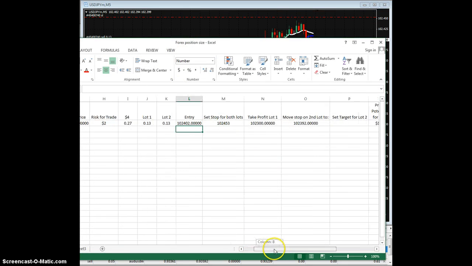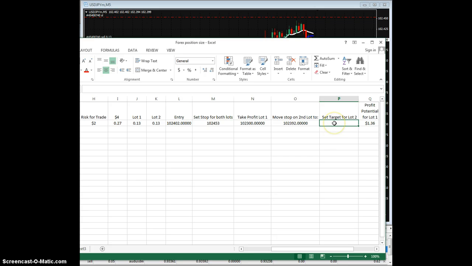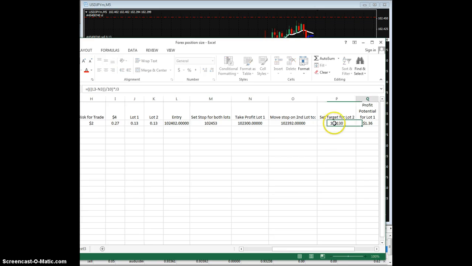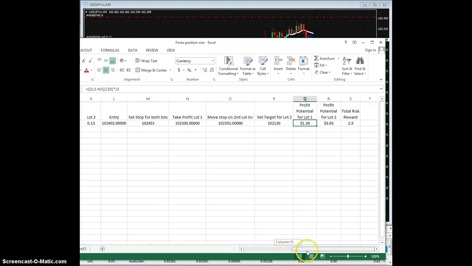What I do next is go in here and set my target, which was 102.113. It shows me that if I hit target 1, I will lock in $1.36 in profit. So remember, I was risking $2. I'll make $1.36. If I hit my second target, I'll make $3.63. So it'll be a total of about $5 that I made, which is 2.5 times the amount that I originally risked. So it's all about risk and reward.